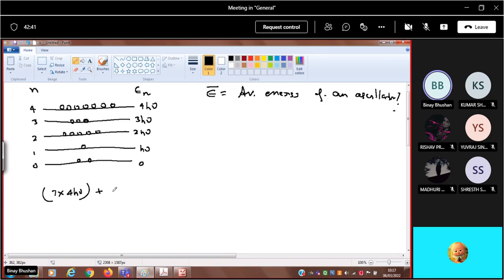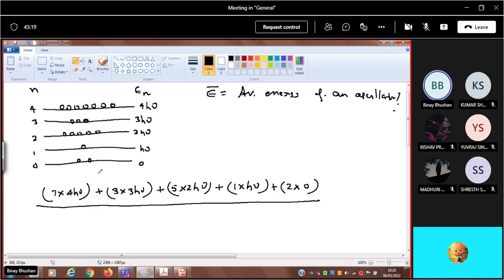What will be the total energy of the oscillators in the third energy level? In the third there are 3, so it will be 3 into 3h nu. In the second there are 5, so it will be 5 into 2h nu. In the first there is 1, so it will be 1 into h nu. In the zeroth there are 2, so 2 into 0. And how many oscillators are there in total? 7, 3, 10, 5, 15, 1, 16 and 2, 18. So that gives the average energy for this figure.